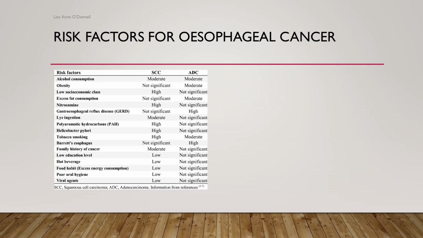Here we can see a table of the most common risk factors for esophageal cancer, split into the squamous cell cancer and the adenocarcinoma. There are interesting differences here between the two types and not a huge amount of overlap. The main risk factors detailed by the NHS state obesity, high-fat diet, excessive alcohol, and smoking. These are all lifestyle factors.